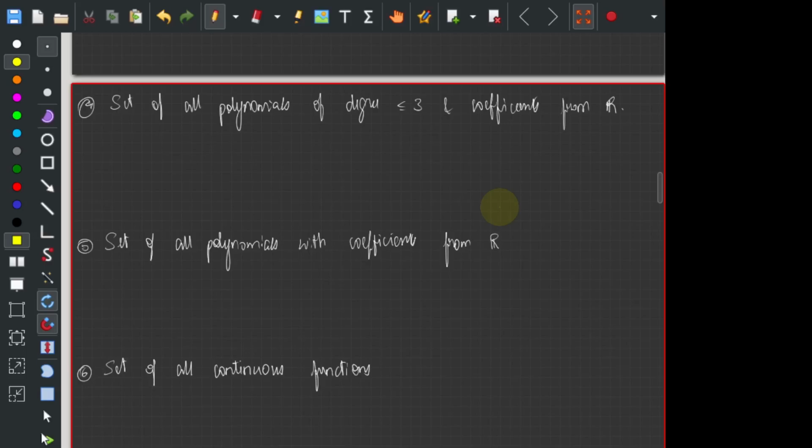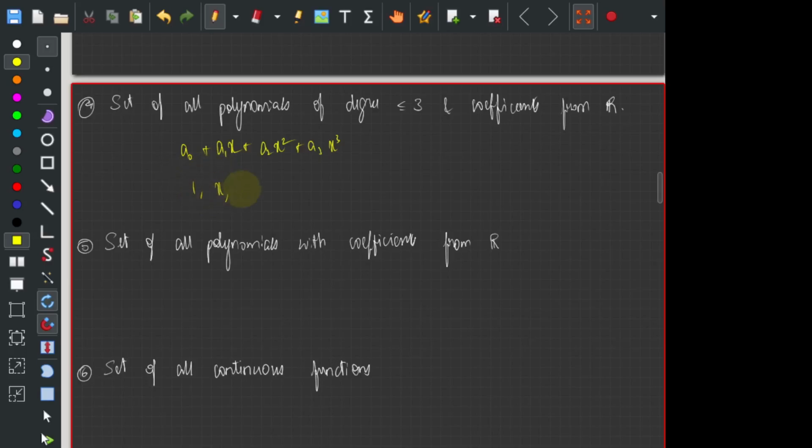What about the set of all polynomials of degree less than or equal to 3 with coefficients from R? It is a vector space. And what is the dimension of this vector space? 4, because I can write any polynomial as a0 plus a1x plus a2x squared plus a3x cubed. And what is the basis for this vector space?